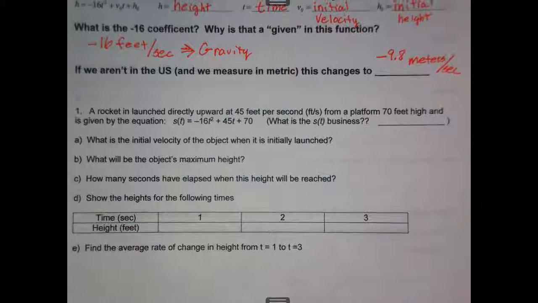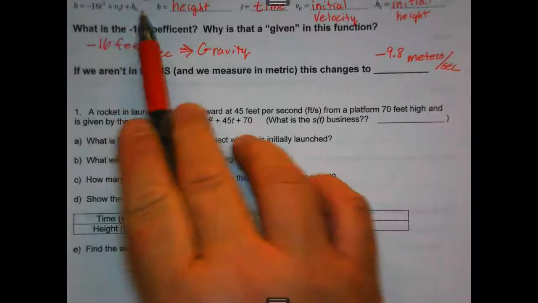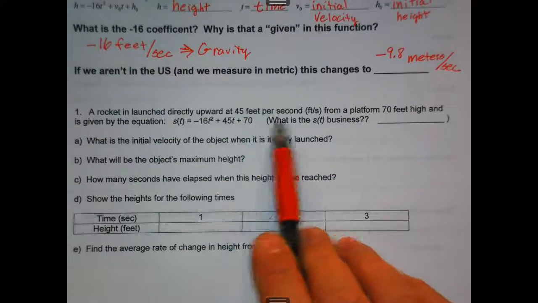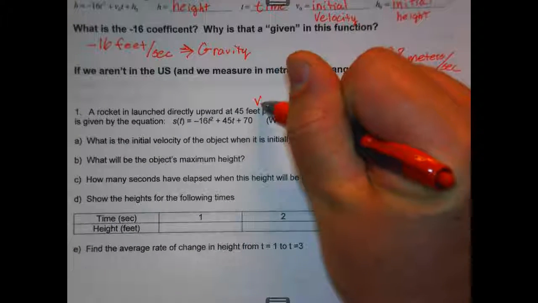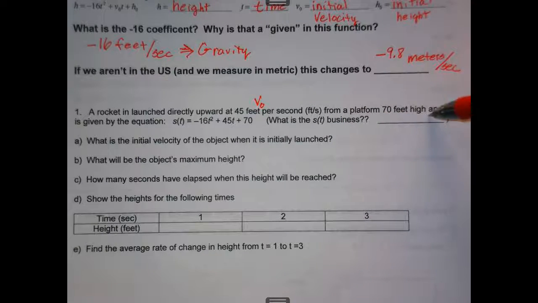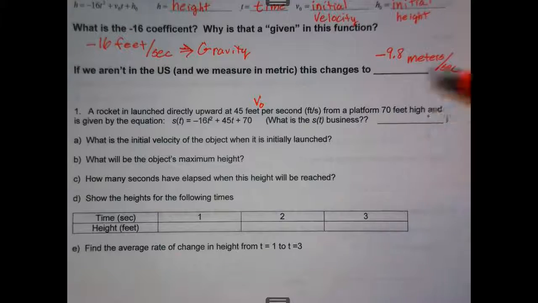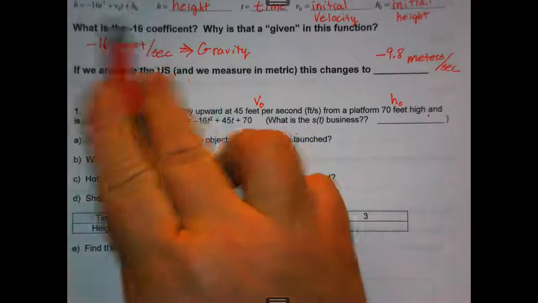A rocket is launched directly upward at 45 feet per second. What is that? 45 feet per second. What do you think it is? Look at our equation here. What do you think that is? Velocity, our initial velocity, right? From a platform 70 feet high. What's that? Height, the initial height. Because the initial height is different than the overall height.